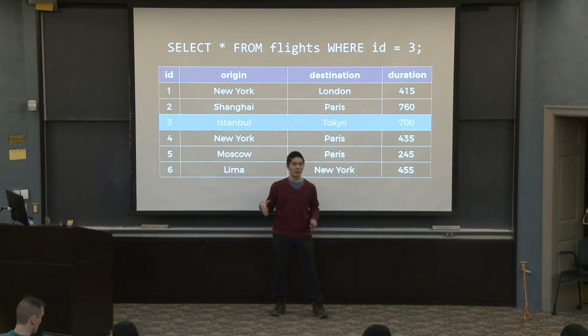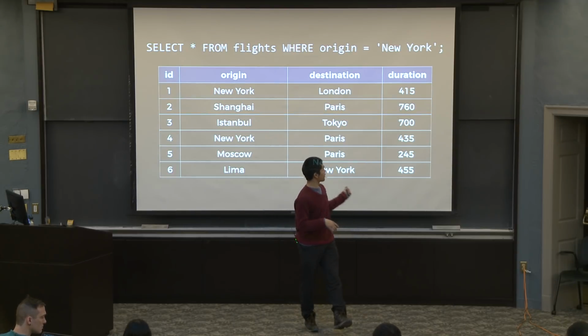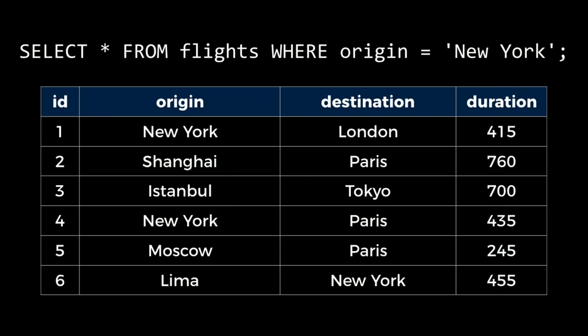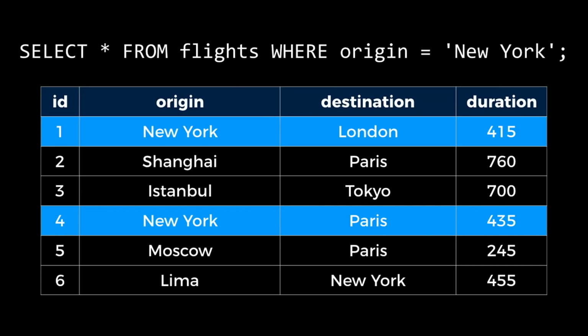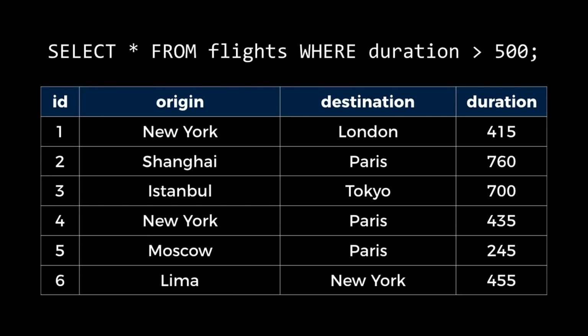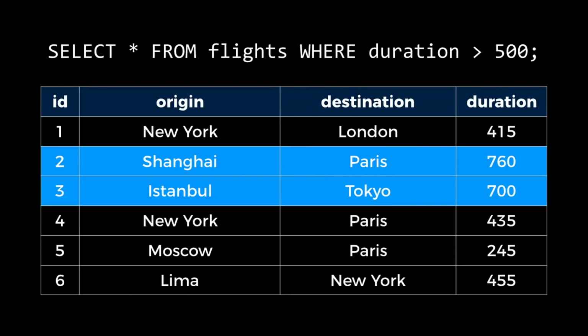Queries can return multiple rows as well. If I did a query that looked a little something like this, select star from flights where the origin is equal to New York, well, that's going to select only the flights where the origin column has a value of New York, and that will return just those two, for instance. And it doesn't just have to be equality. You can use other Boolean expressions here as well, greater than, less than, for instance. I could say select all the flights who have a duration of greater than some number of minutes, and what I'll get back is all of the rows that match that query, only the longest flights, for example.